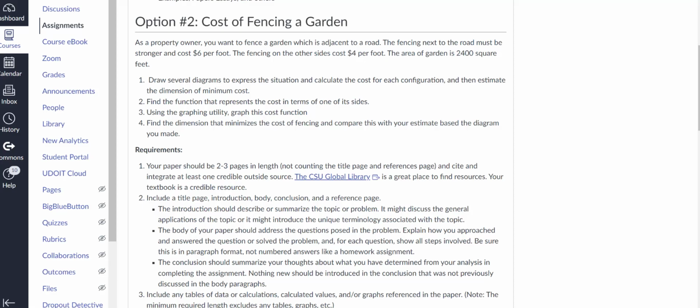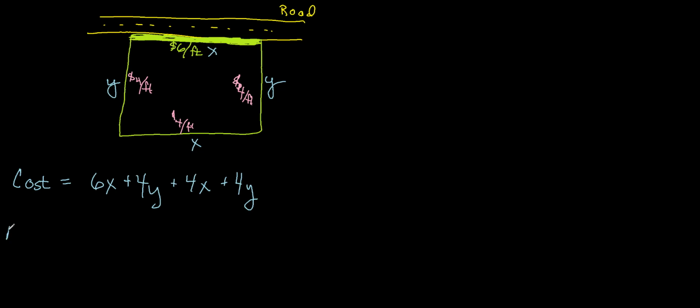Let's go back to the problem. It says the area of the garden is 2,400 square feet. So the other information is that the area is 2,400 square feet. Now, in terms of the area, we know that one side is length X and the other side length Y. So we could write an equation here, 2,400 equals X times Y.